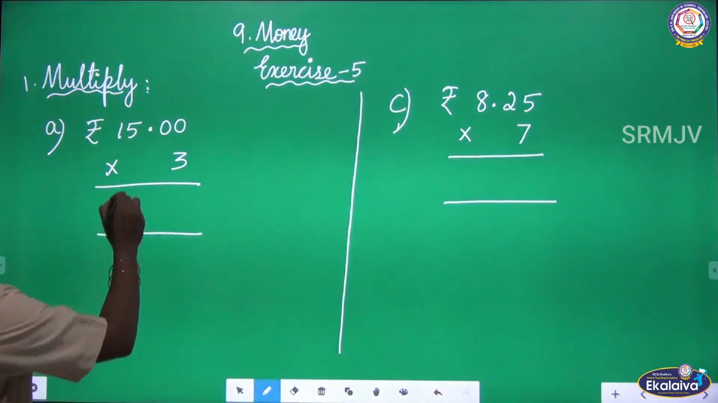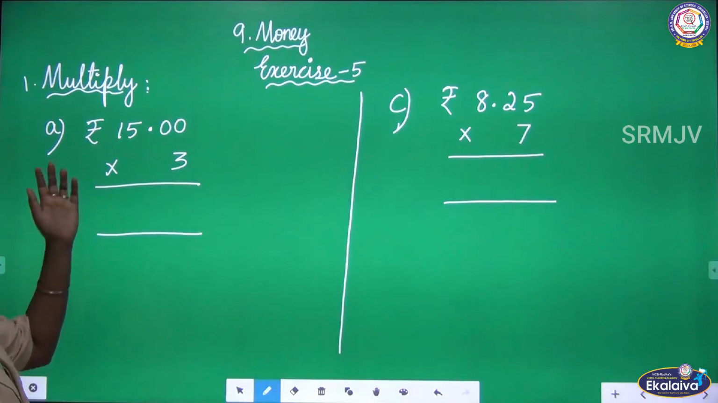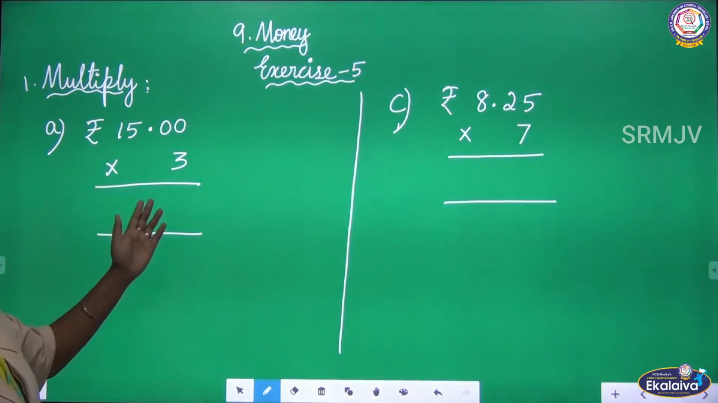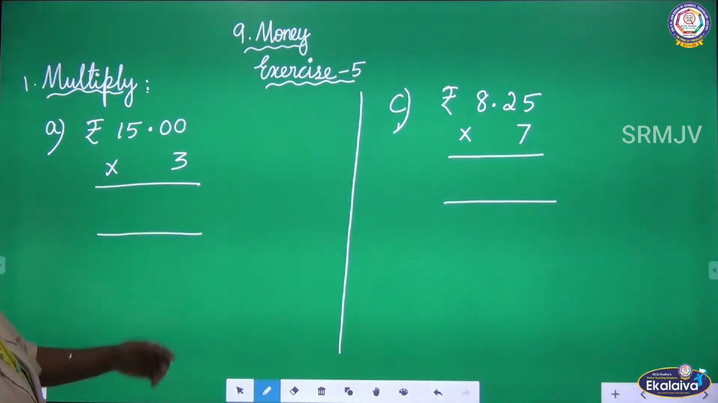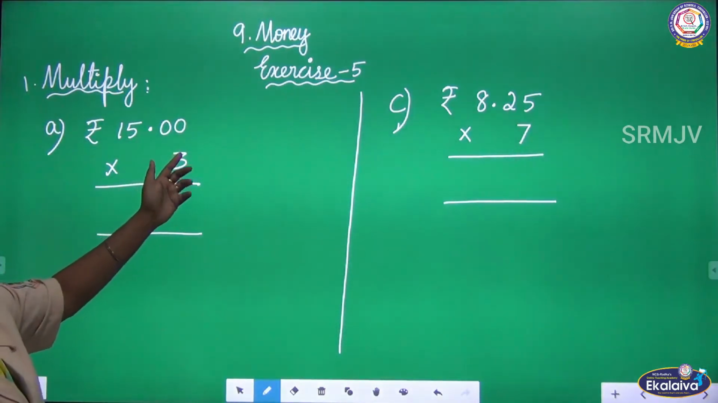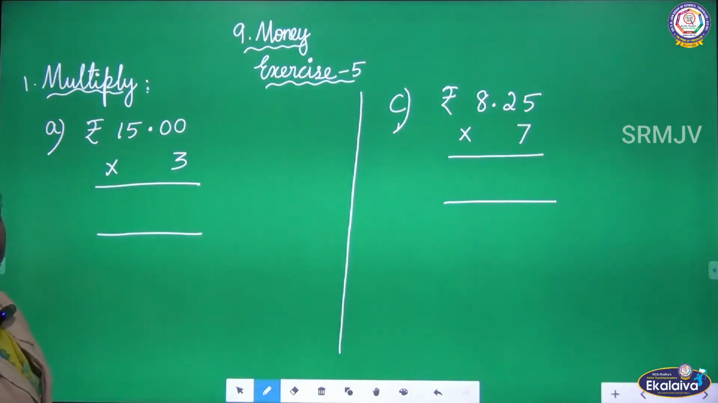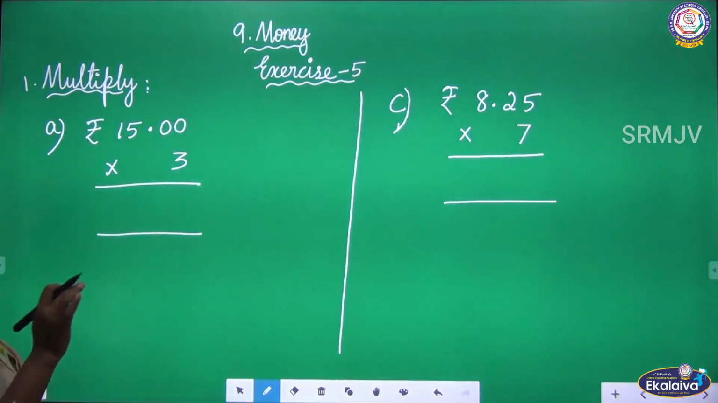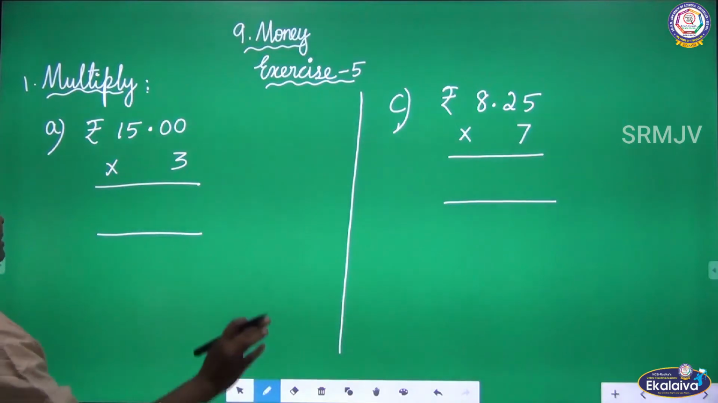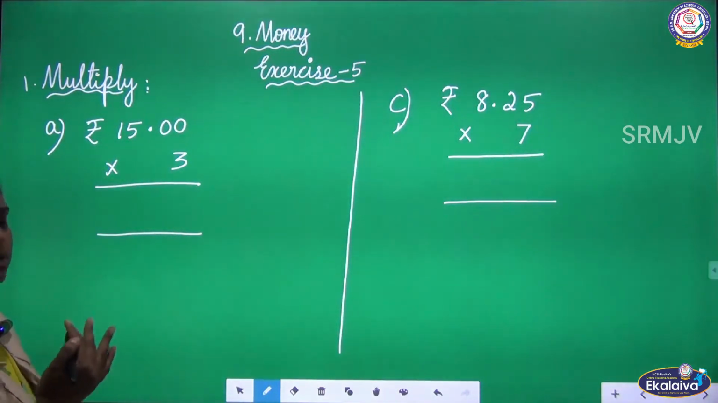See, listen children, first they have given 15 rupees. So we are going to multiply 15 rupees by 3. Here they didn't give paise, they have given 0, 0, so there is no paise here, only rupees. Like ordinary multiplication we are going to multiply this, then at last we have to put the dot for paise, that is after 2 digits.